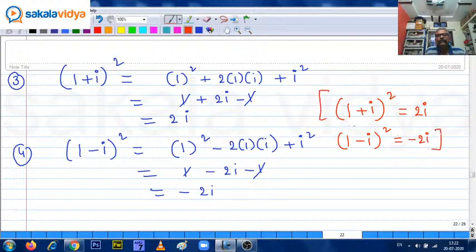During main sessions, I won't repeat this again. You need to remember it. You need to remember: 1 plus I whole square is equal to 2i, 1 minus I whole square is equal to minus 2i.